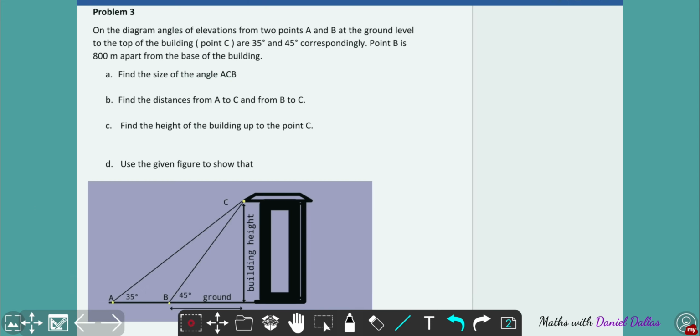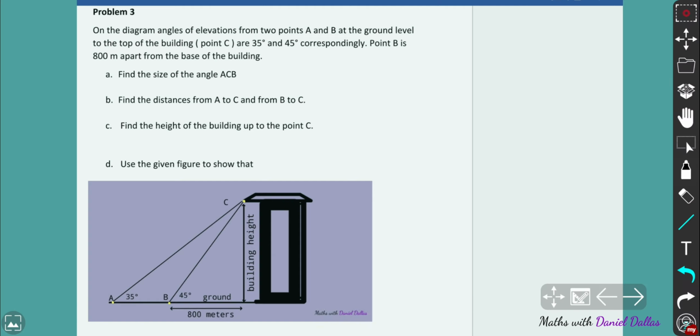And let's get started. All right, so we want to consider problem 3. It's right there. So what does problem 3 tell us? This sort of building, there are 2 points of observation and we have 2 angles of elevation. So you need to answer all those questions. Pause the video, try to do it on your own, and let's get started.